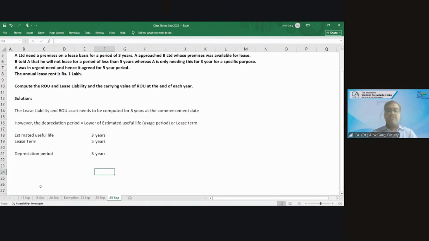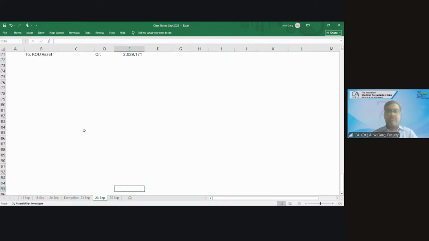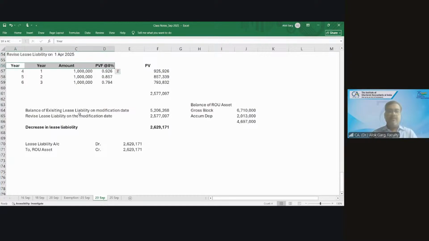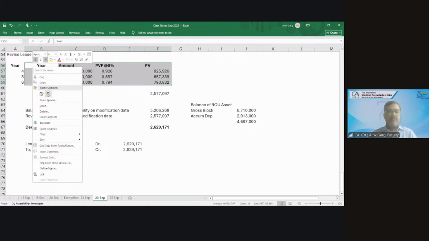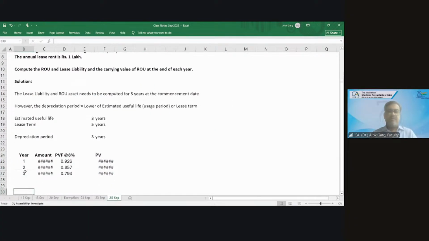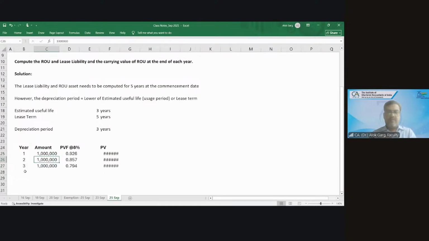Okay. So what is my ROU calculation? Future value of lease rentals for 5 years. Simple, you're right. Present value factor, I'm assuming 10%. I'll write in the question also, but here I am assuming 10%.